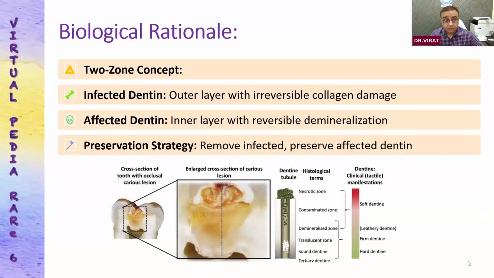So, the biological rationale is based upon the two-zone concept, in which the first, the outer layer, is the infected dentin with irreversible collagen damage, which needs to be removed, and the affected dentin, which is the inner layer with reversible demineralization, is to be preserved.